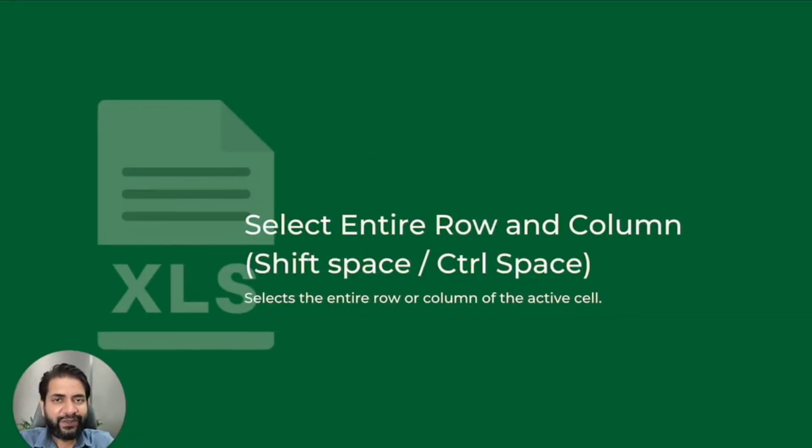Now, there may be situations where you want to select an entire row or an entire column without having to go to the beginning and then selecting the entire row or the entire column. Well, this is useful when you are adding a new row, removing a row, adding a new column, or deleting a column. And for that, the shortcut is Shift Space or Control and Space. Let's find out what it does.